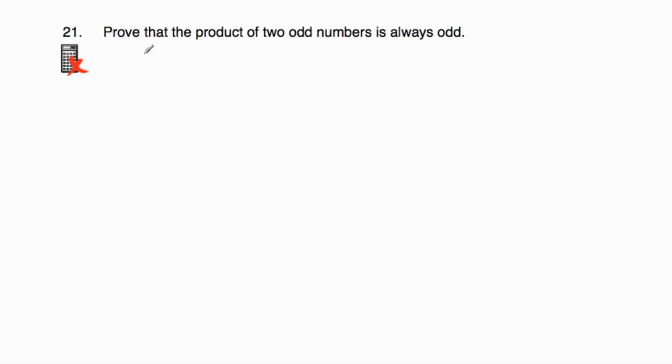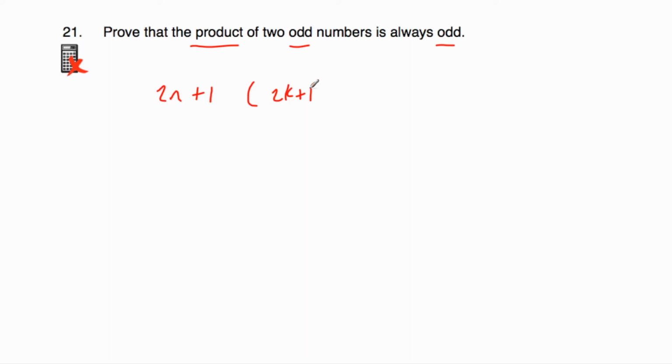Okay, let's have a look at our next question. Question number 21, we've been asked to prove that the product, what we get when we multiply, of two odd numbers is always odd. So we want to find two odd numbers. Remember that 2n would be even, so 2n plus 1 would be odd. And then another odd number, they're not consecutive, so let's choose 2k plus 1. There are two odd numbers because 2n is even plus 1 is odd, 2k is even plus 1 is odd.